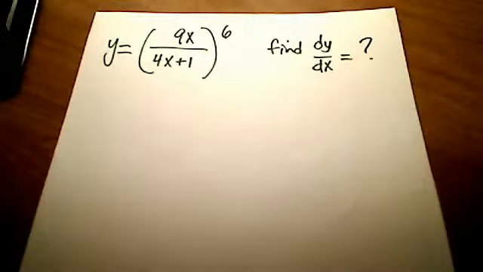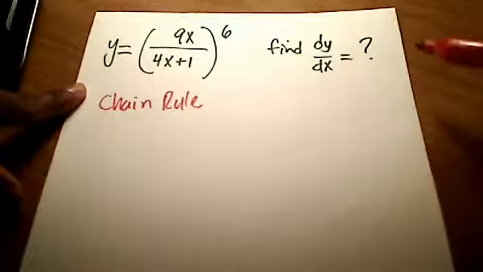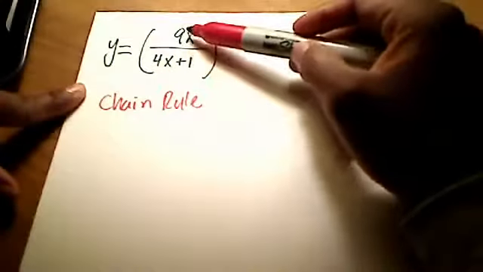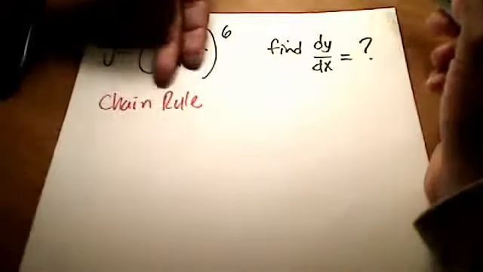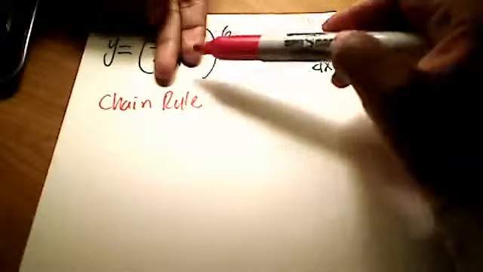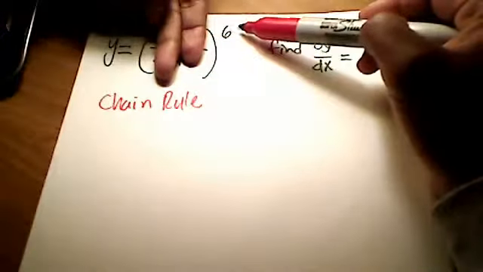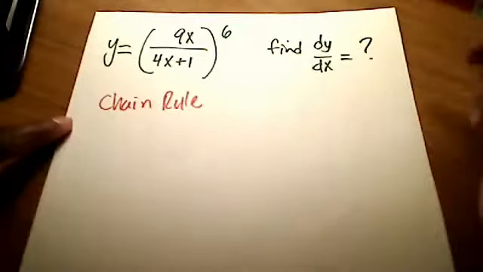Now, we need a couple of rules for this. First of all, we're going to need the chain rule, which says give me the derivative of the inner function times the derivative of the outer function. That is, covering up your stuff here, raised to the 6th power. So whatever stuff is raised to the 6th power, give me the derivative of the outer part. All right, I'll get to that in a moment.